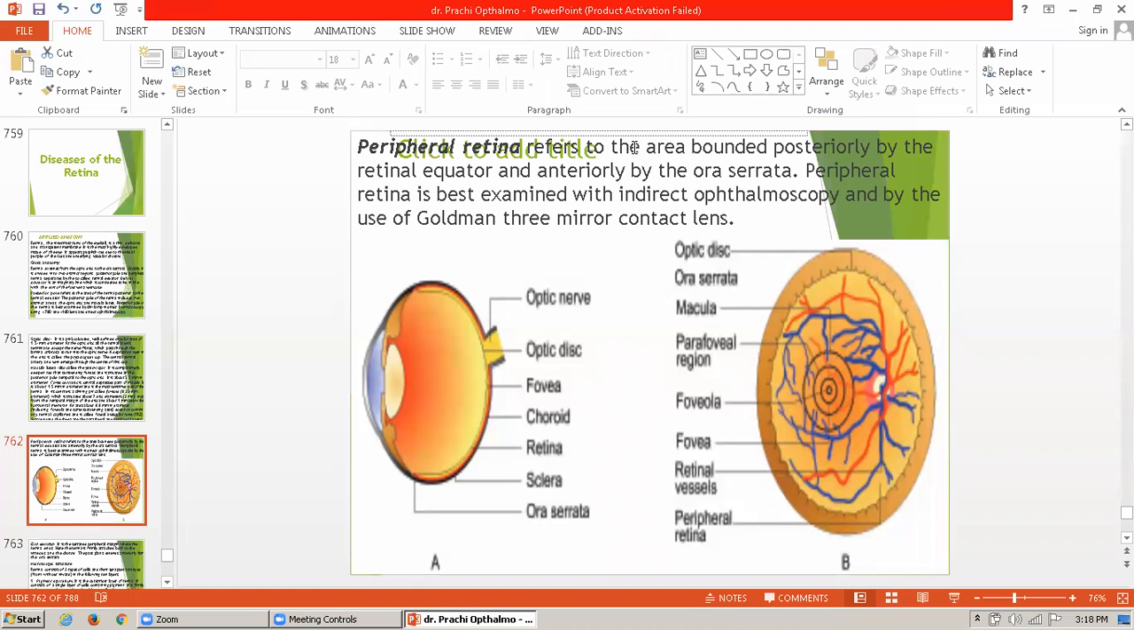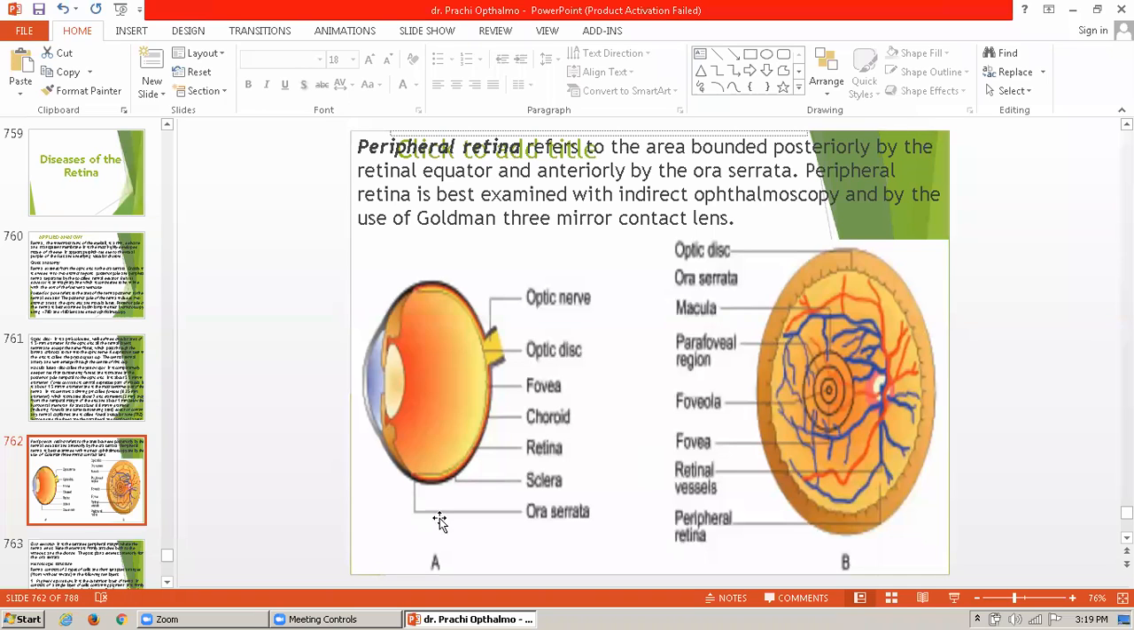The peripheral retina refers to the area which is bounded posteriorly by the retinal equator and anteriorly by the ora serrata. The peripheral retina is best examined with indirect ophthalmoscopy and by the use of the Goldmann three-mirror contact lens examination. So this is about the peripheral retina, the area bounded posteriorly by the retinal equator and anteriorly by the ora serrata.